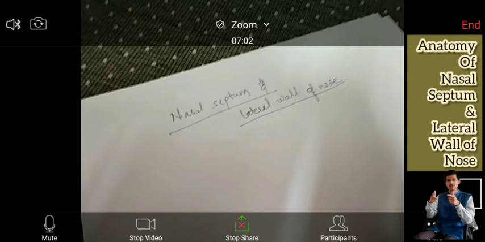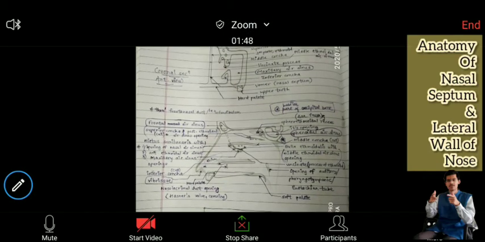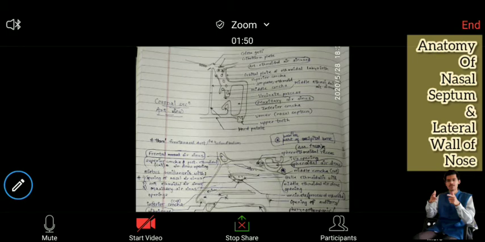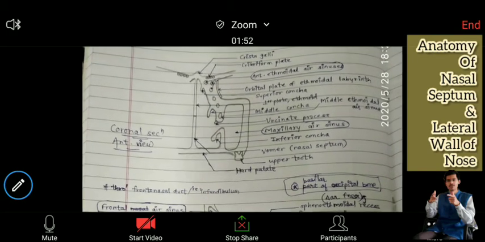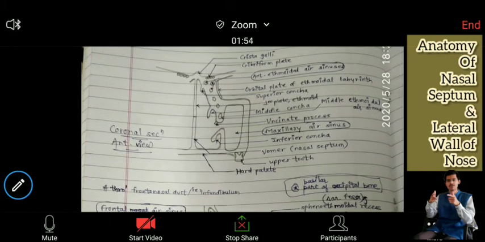Rhinorrhea is very common. Small children get common cold again and again. The rhinovirus infects, and then you have these problems. I will tell you about the nasal septum and the lateral wall of the nose. Before that, just go through this diagram.